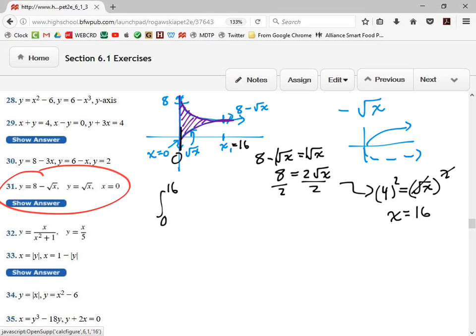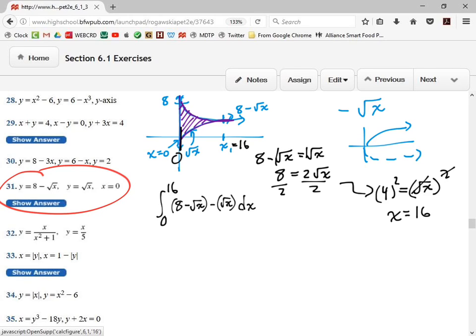Okay, so now we have our interval, but we have to go top function minus bottom function. So what's our top function? 8 minus rad x. That's top function minus rad x. That's our bottom function. Now we don't need the parentheses in the square root of x because there's no adding and subtracting inside of here. We just have to be careful so we make sure we distribute the negative when we're supposed to. Don't forget your dx. Very important. That's what we're integrating with respect to.